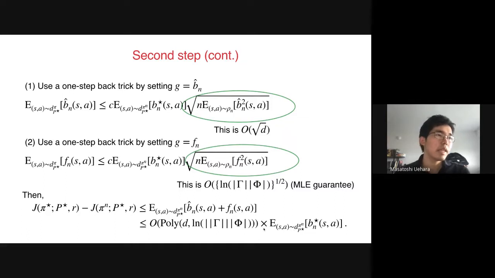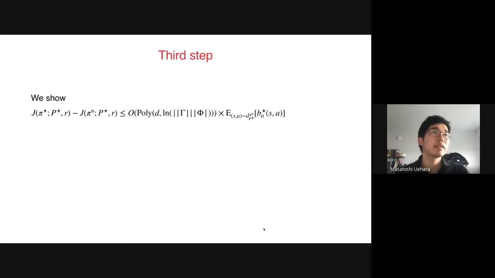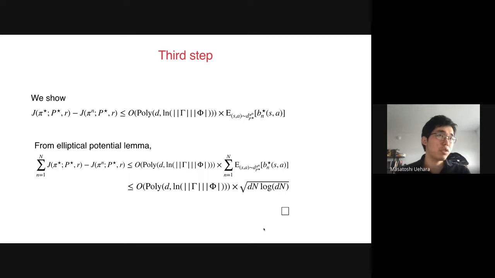After showing this guarantee, the third step is very trivial. We just sum up over the iterations, and then by invoking the elliptical potential lemma, we can upper bound the cumulative regret, and then we get the final sample complexity.